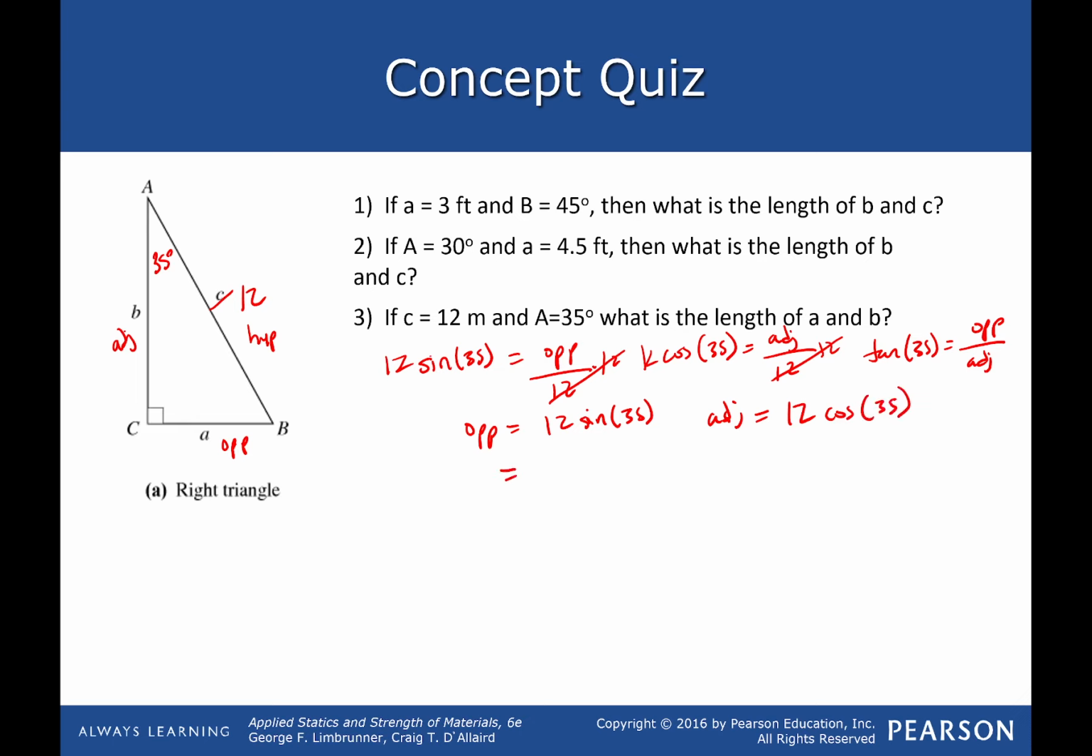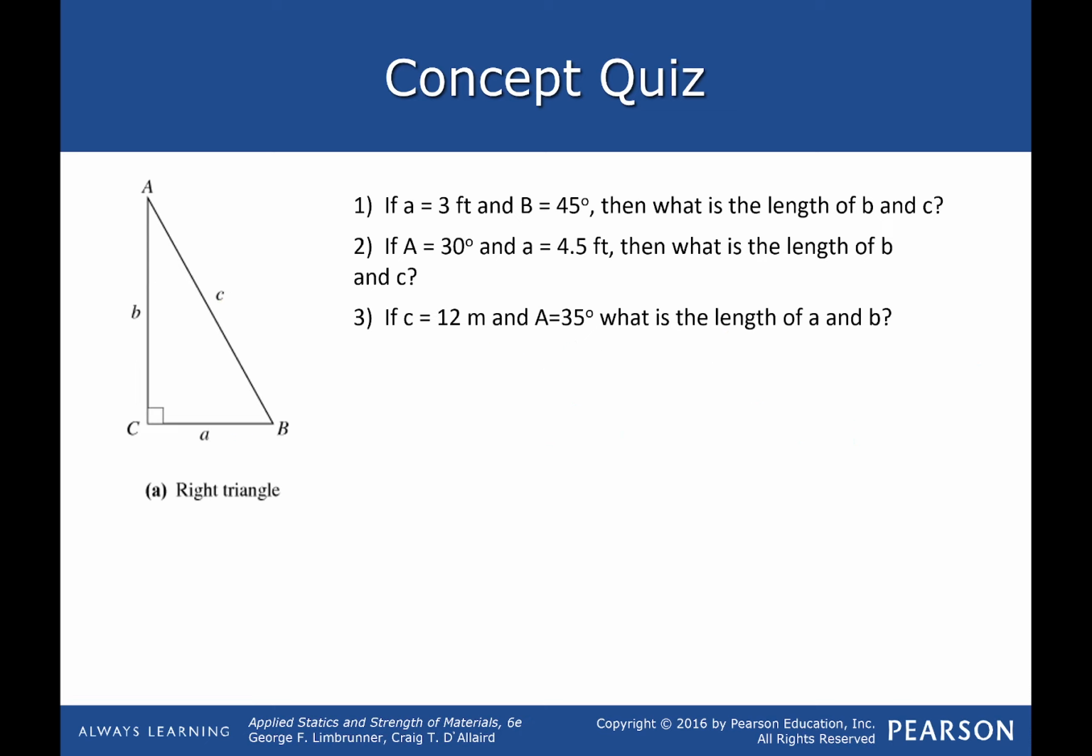And I plug those in. What do I get? 12 sine of 35 equals 6.88, and then 12 cosine of 35. And that's going to be equal to 9.83. Perfect. We got it. 6.88, 9.83. We're done. So you can see that this process is the same every single time. And if you follow the process every single time, it will always go right.